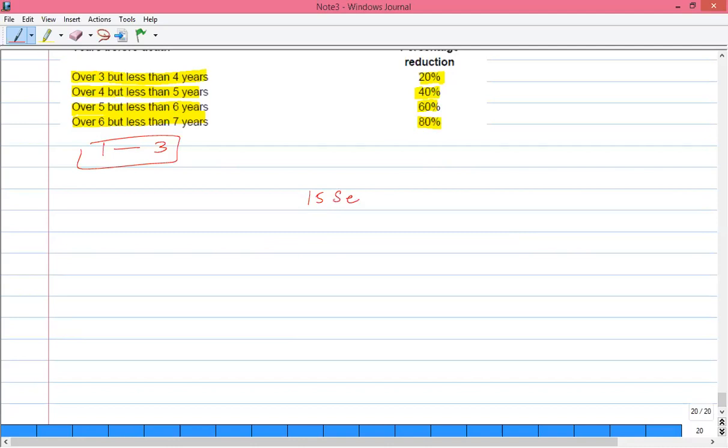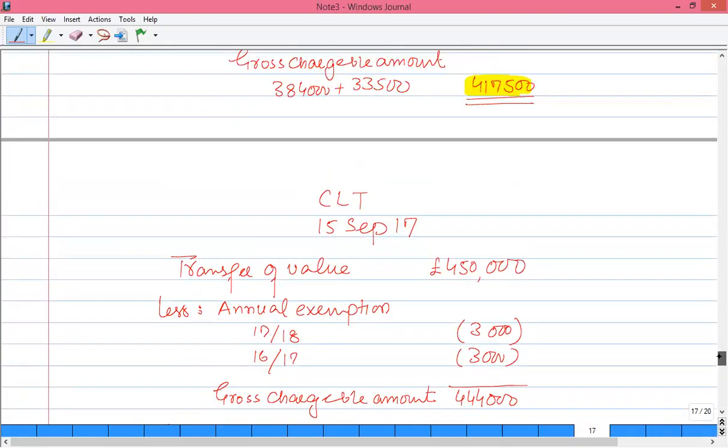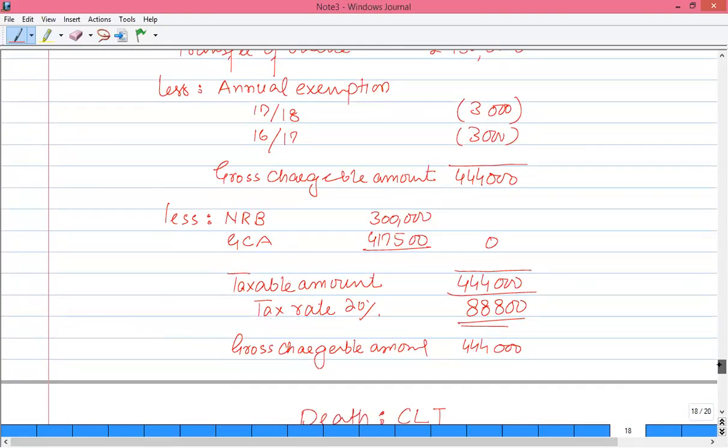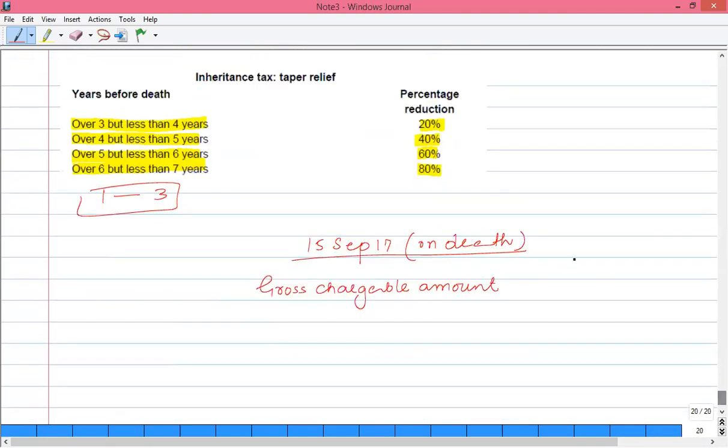So from 15 September 17 on death, the death is within 1 year. So that means the gift is taxable as it is within 7 years of transfer. Now we can take the gross chargeable amount. From the gift on 15 September, the gross chargeable amount was 4,44,000.